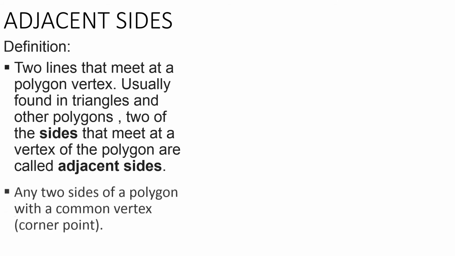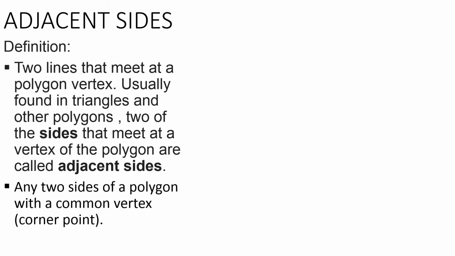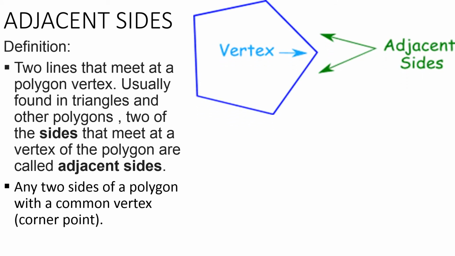See, this is an example. Any two sides of a polygon with a common vertex. So, this one and this one are called adjacent sides. Why? Because they have a common vertex. So whichever sides of the figure have a common vertex, we can call them adjacent sides. If you say these two are adjacent, the same way these two are adjacent.